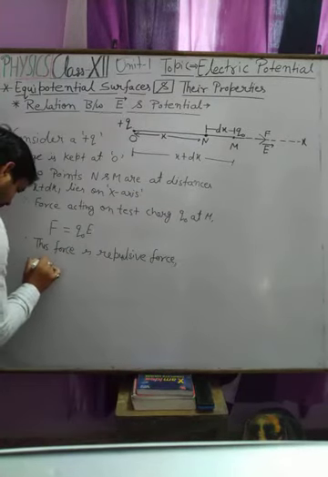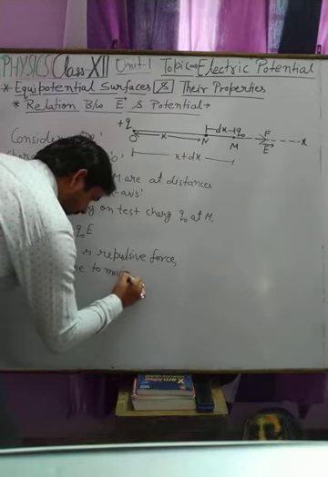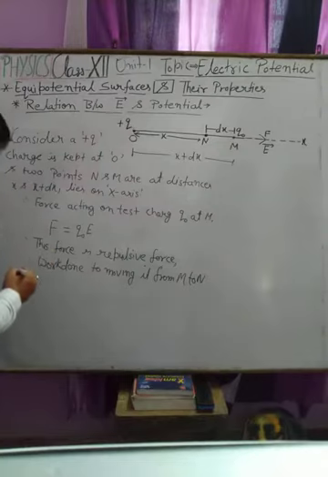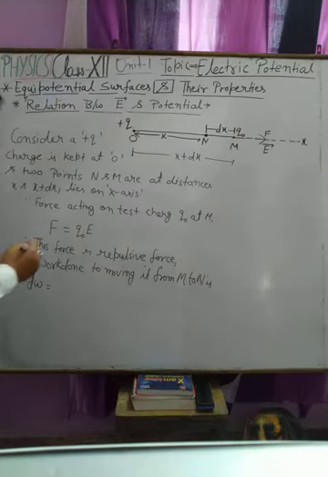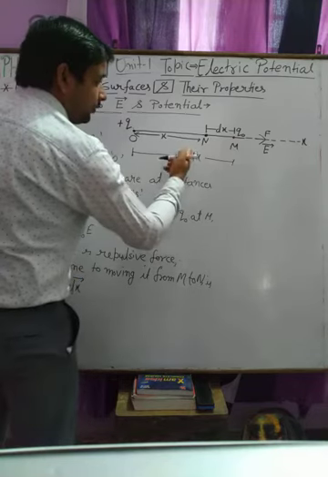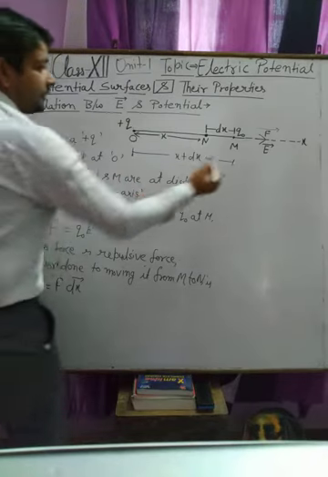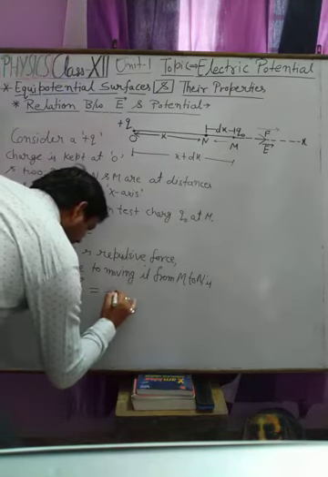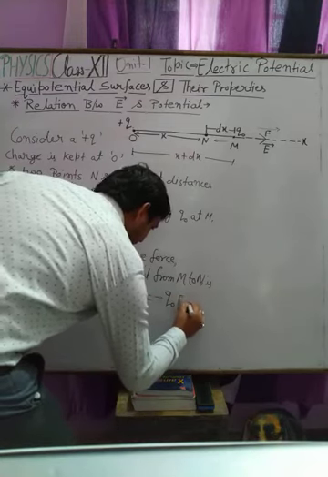Therefore the work done to move it from M to N is dW equal to F into dx, because the direction of force is in the direction of electric field, that is, in the positive x direction, and the charge is moving from M to N, so it is taken as negative, that is minus F dx, and the value of F is minus Q naught E dx.